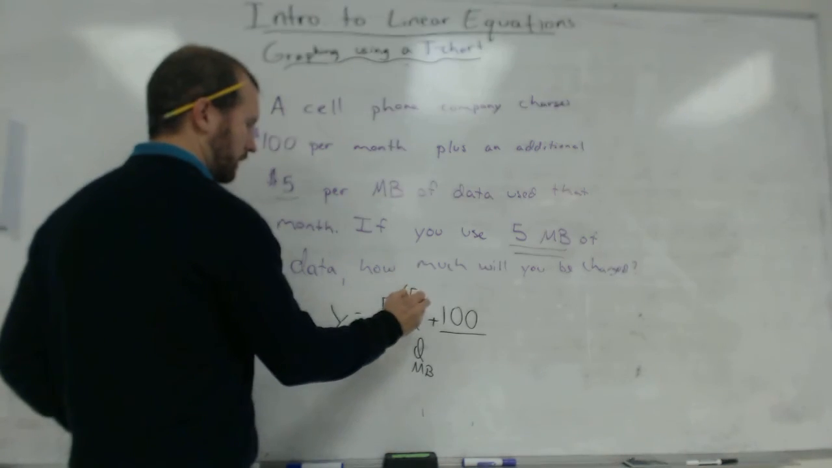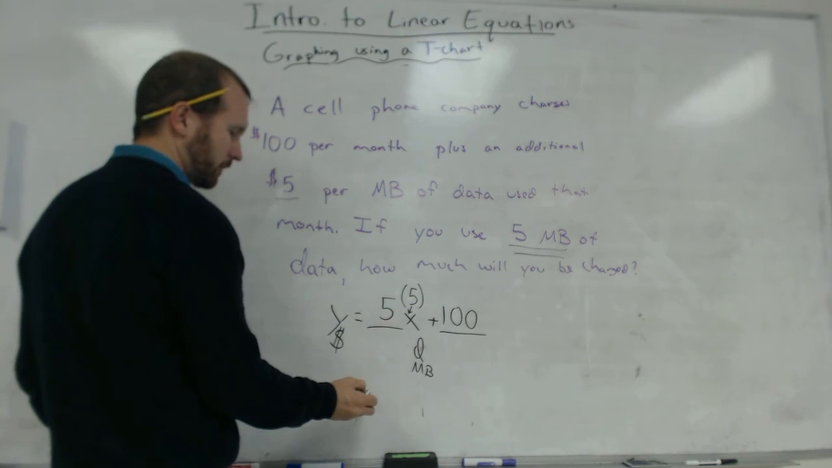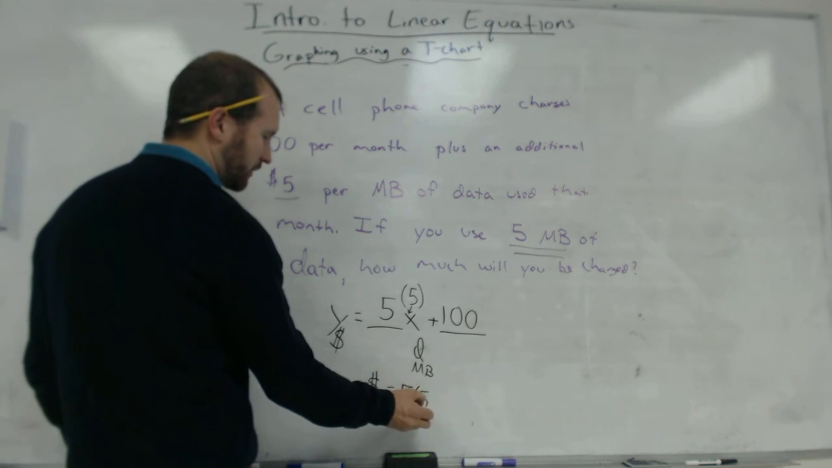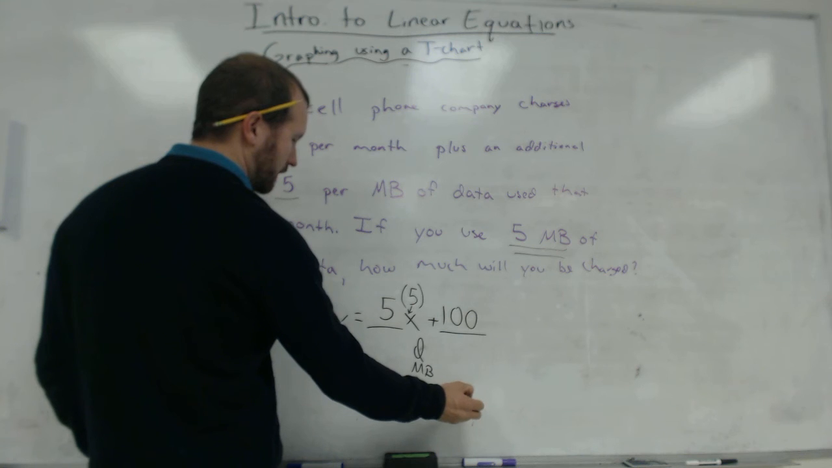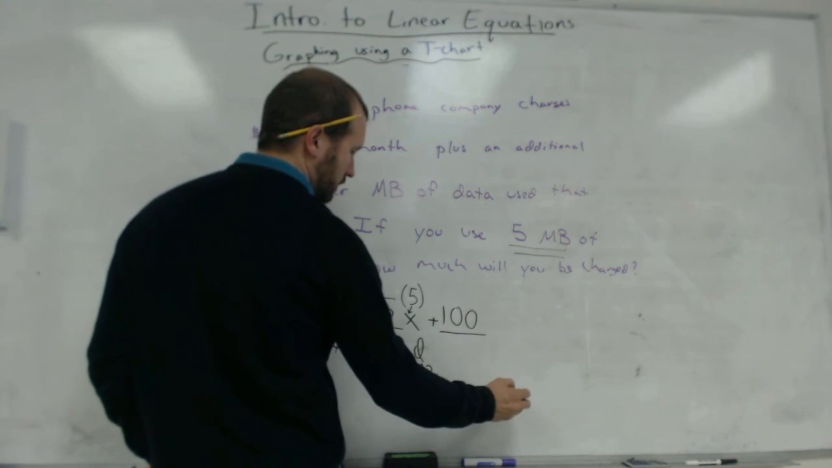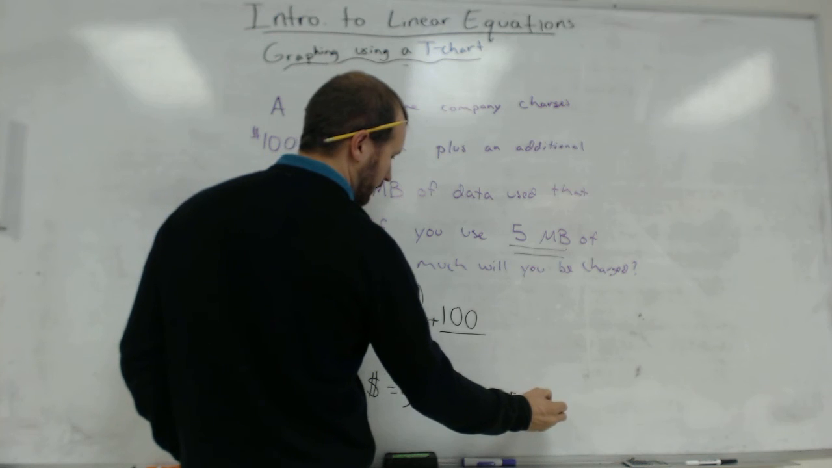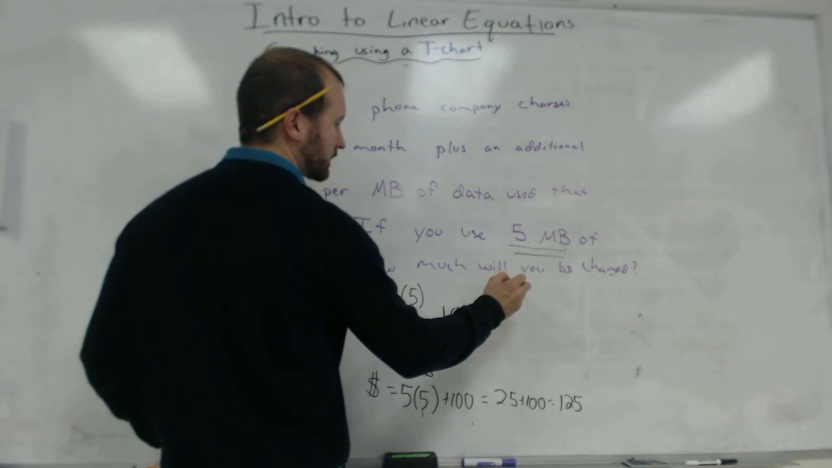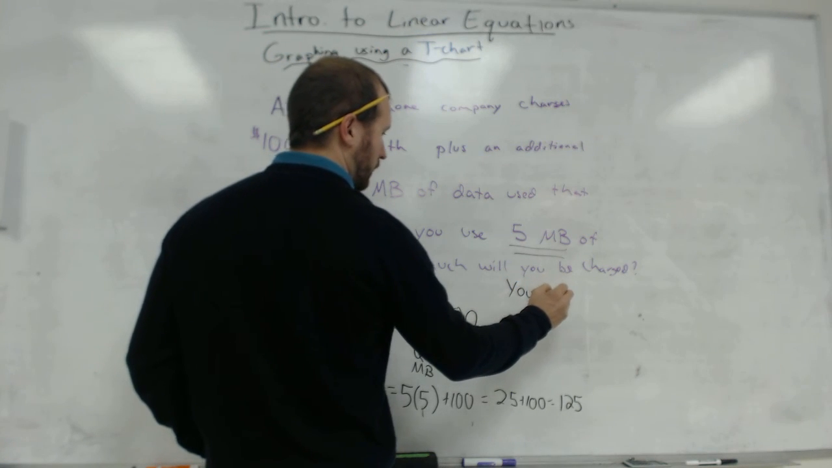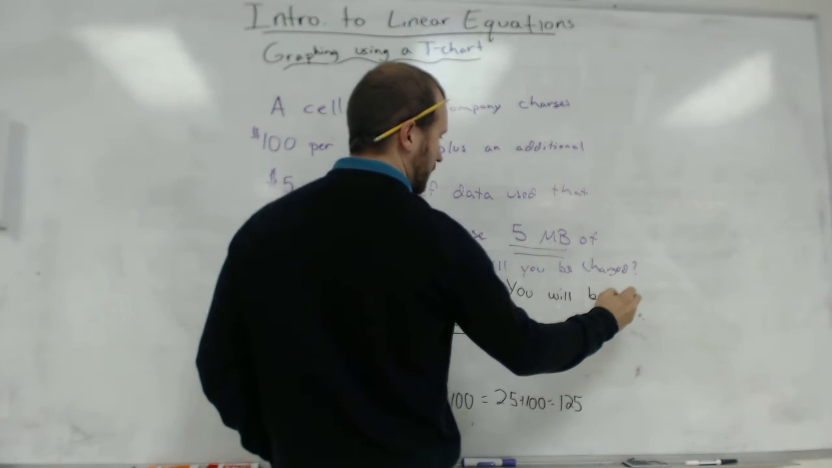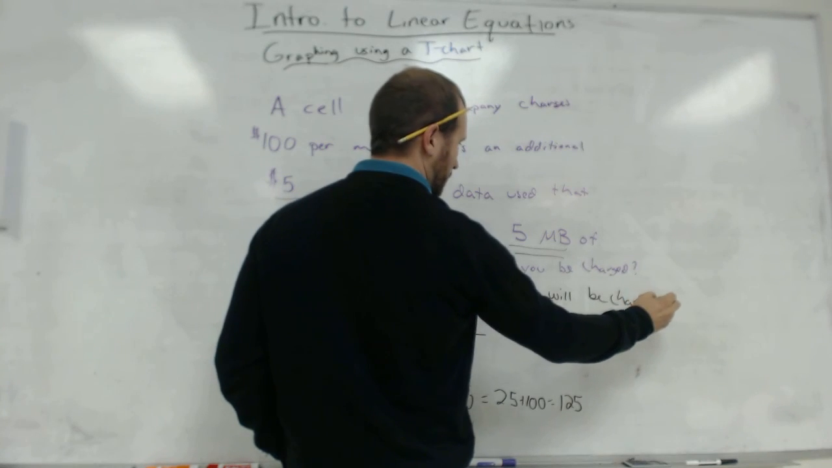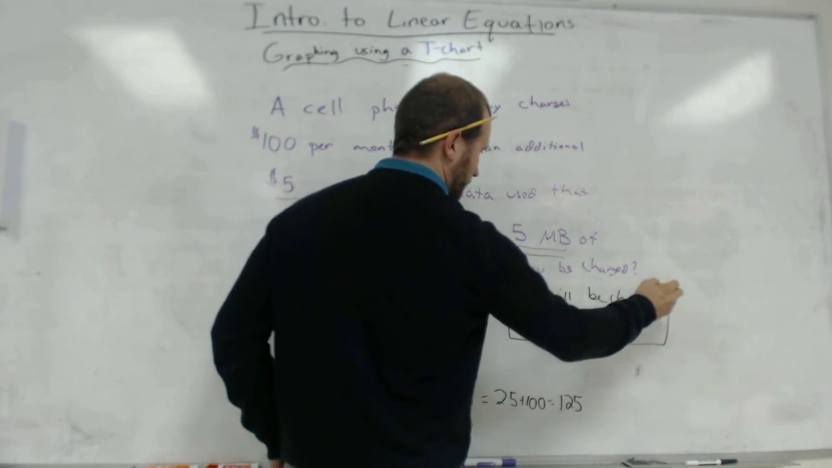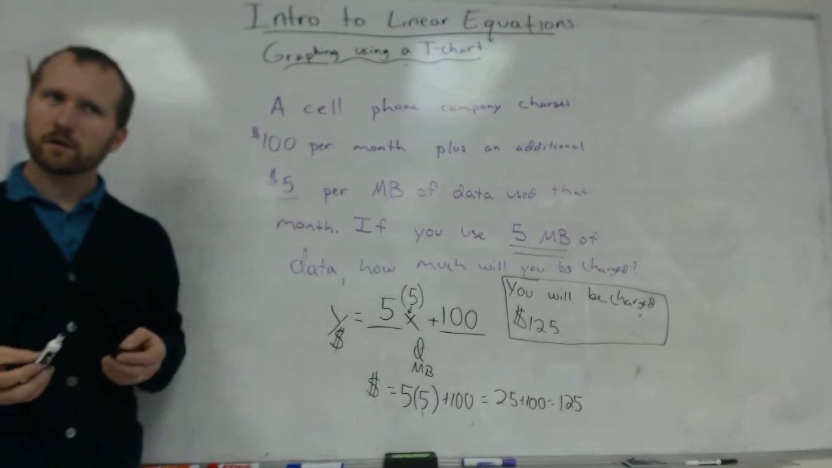I'm going to put the 5 in right here. So my total charge would equal 5 times 5 plus 100, which equals 25 plus 100, or 125. So I would say something like this. You will be charged $125. Questions on that one?